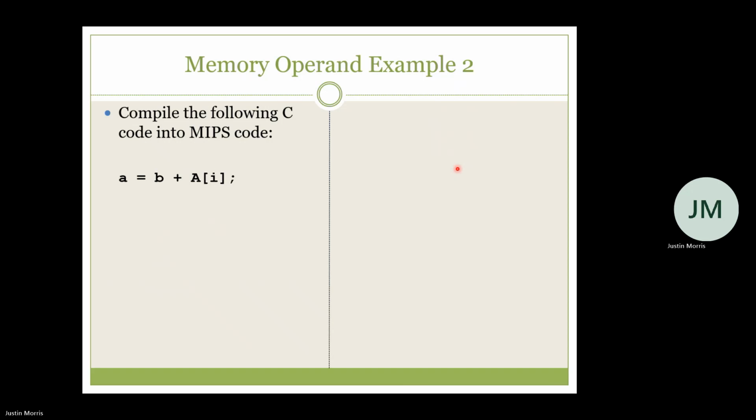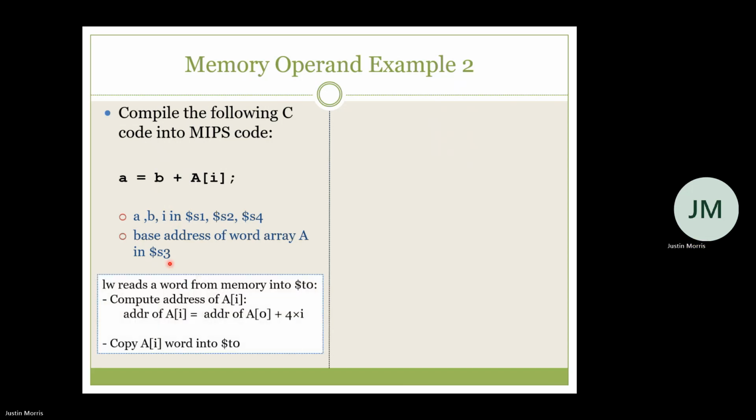All right. So now we want to translate the same code, but now rather than a fixed address, we have another variable. So we have A, B, and now I is in S4. Base address of A is still in S3. So we need to compute the address of the element in the array at the location I. So our MIPS code is going to look a little bit different. We have a few more instructions that we need to do here.